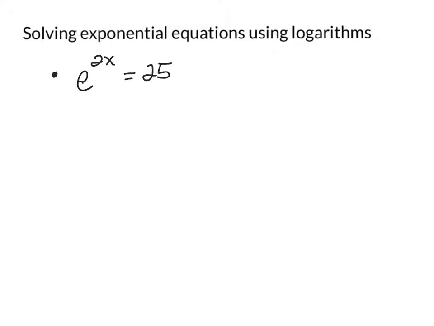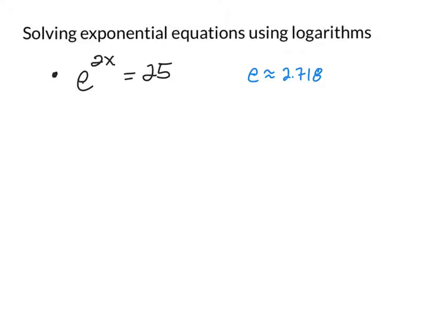If you'll remember, this e is a number. Just as a reminder, e is approximately 2.718. So e is kind of like pi in the sense that we're using a symbol in place for a special number. So e is 2.718, and we just want to remember that. It's a number, and it's the base. It's also the base of the natural logarithm. Okay, so e to the 2x equals 25.